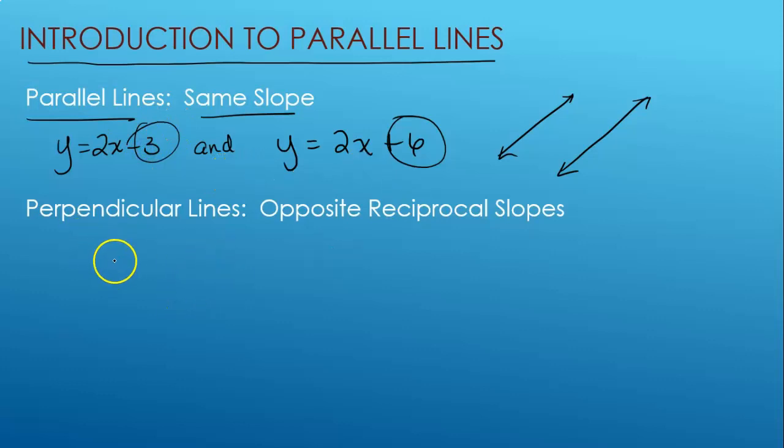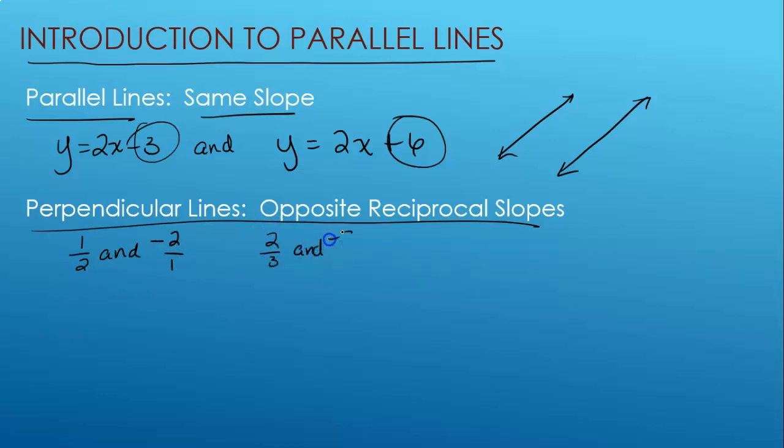Perpendicular lines have opposite reciprocal slopes. So let's make sure we know what opposite reciprocal is. Let's write this down first. If I give you a fraction, 1/2 and -2/1 are opposite reciprocals. We flip and change the signs.